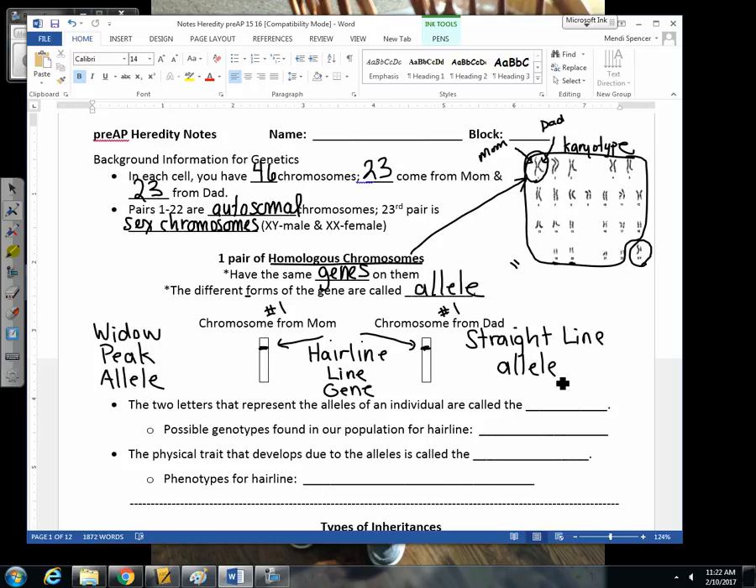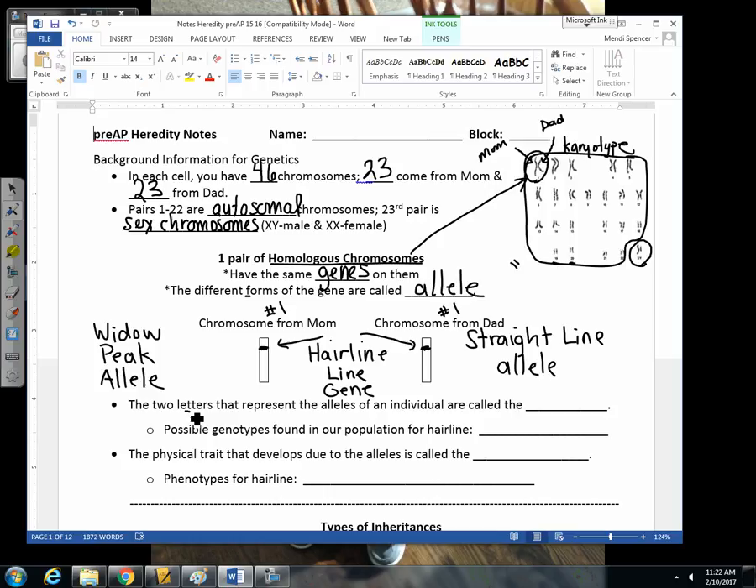They can't roll their tongue. Now, to represent the codes that you inherit, your genes, we're going to use letters of the alphabet to represent that. And I caution students, whenever you get to pick which letter to use, try to use letters that do not look the same, uppercase and lowercase.